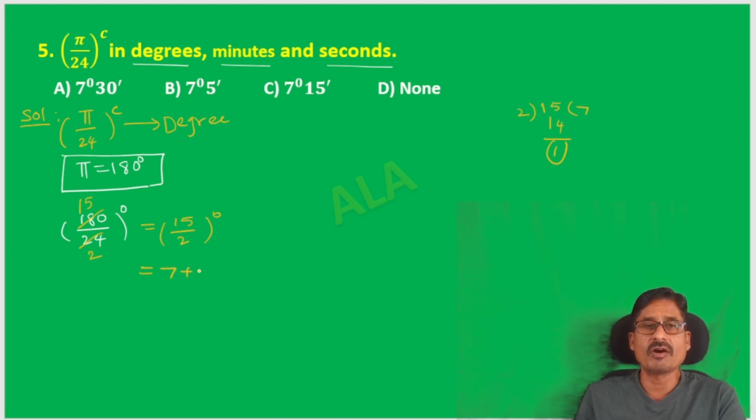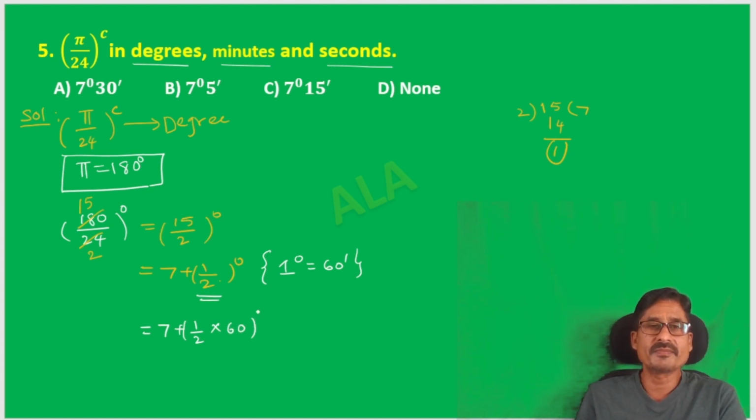7 plus half degree. Why we write half degree separately? Because half degree is converted into minutes. 1 degree is equal to how many minutes? 1 degree is equal to 60 minutes. Now half degree means how many minutes? Half into 60 minutes. 7 plus half into 60 minutes. Totally that is converted as minutes. 2 ones, 2 30s.